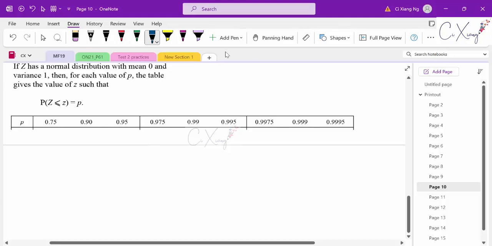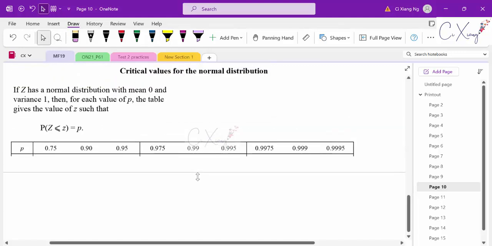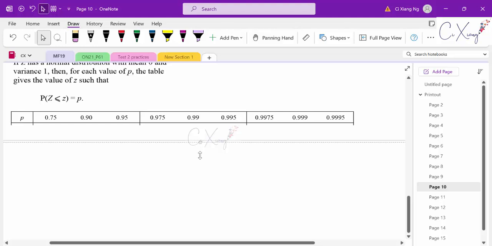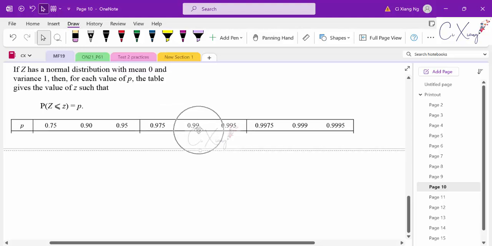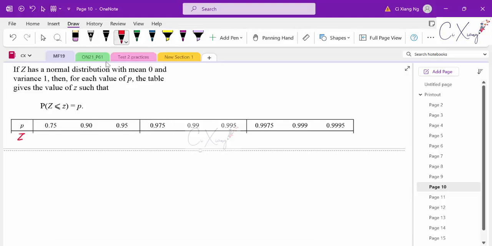I don't know why the table didn't show the value of Z here. If we have a look, looking for 0.975, by right there's another row of values of Z here. The 0.975 will show you the value of Z, which is 1.96. So you can use the value of Z directly from here.